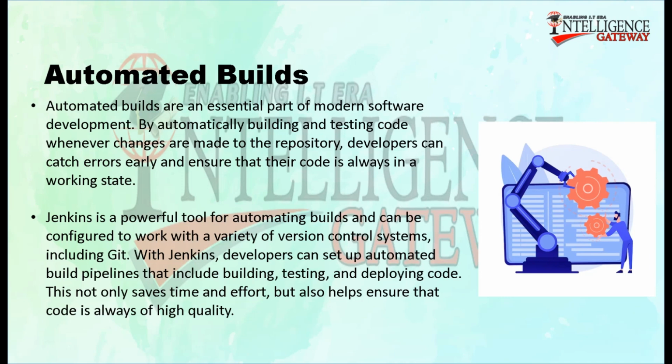Jenkins is a powerful tool for automating builds and can be configured to work with a variety of version control systems, including Git. With Jenkins, developers can set up automated build pipelines that include building, testing, and deploying code. This not only saves time and effort, but also helps ensure that code is always of high quality.